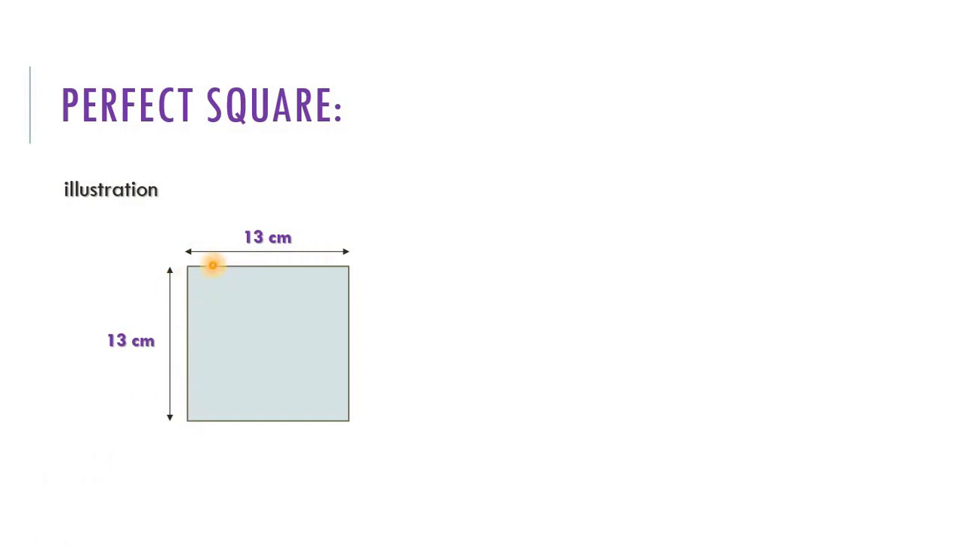Now, which one is length, which one is width? Typically, the length is the longest side. But you see, a square is a special rectangle where the width and length are the same measure. So we can just simply say length times length. And that will give us our answer. So 13 times 13, or 13 squared, is 169 square centimeters.